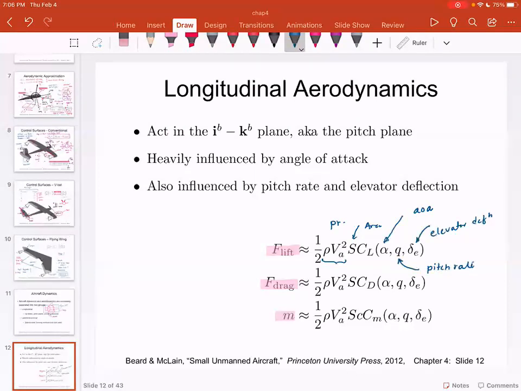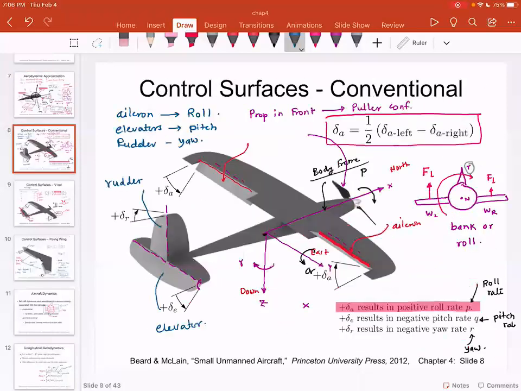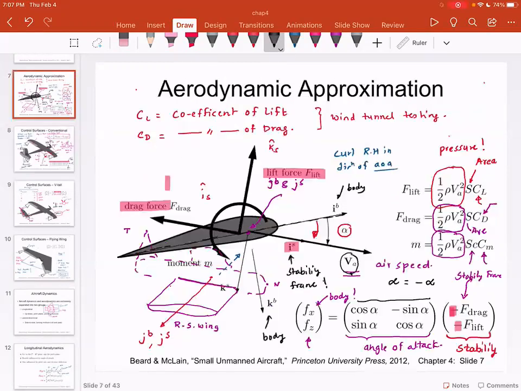And once again, it is instructive to look at the coordinate frame. Please note, we are talking about the pitch rate, and this is the pitch rate, Q. And this is the elevator deflection. The angle of attack is nothing but the angle made by the airfoil with respect to the incoming airstream. So this is the angle of attack.